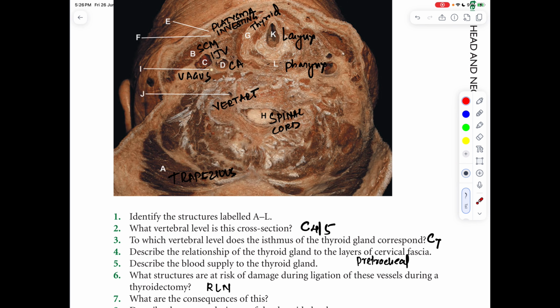A, this one is trapezius. Then what you see, this is sternocleidomastoid. B, and this one is internal jugular vein, and D is the carotid artery. Then has to be a vagus nerve. So this is the carotid sheath. This one is another carotid sheath, two carotid sheaths.